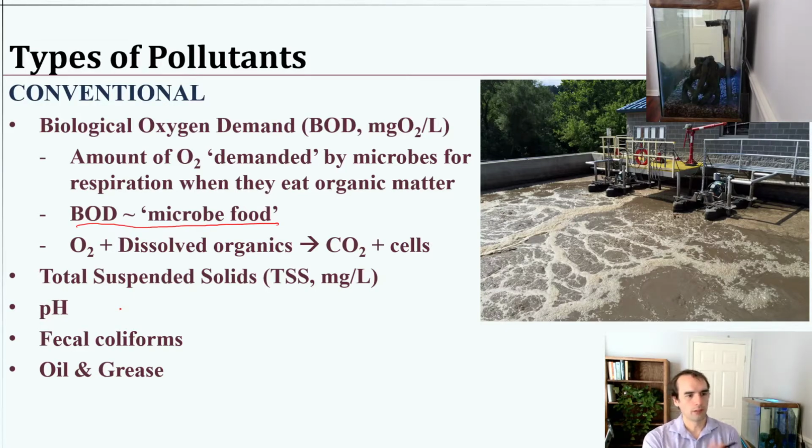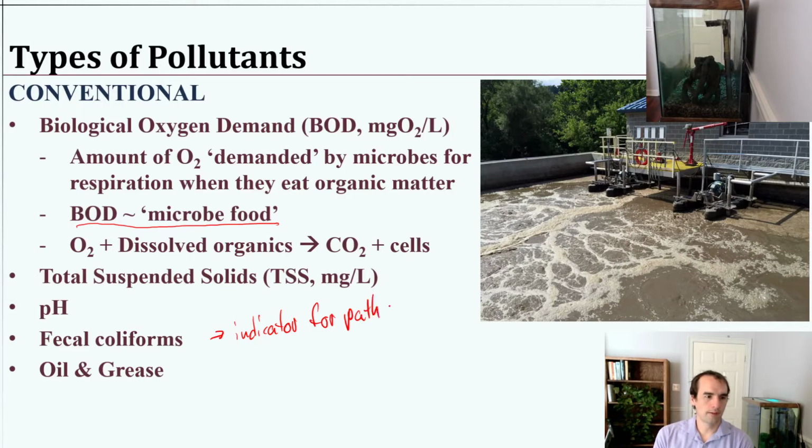pH is another. It's pretty obvious how acidic or basic the solution is. You don't want to discharge highly acidic water into nature, nor do you want to discharge highly basic water. That will interfere with lots of aquatic life, very obviously. Fecal coliforms is another one. This is an indicator for pathogens. So we will use this as an indicator. It's a class of organisms that grow under conditions that are similar to warm-blooded animal guts. So something that can grow in a human stomach or some other mammal's stomach.